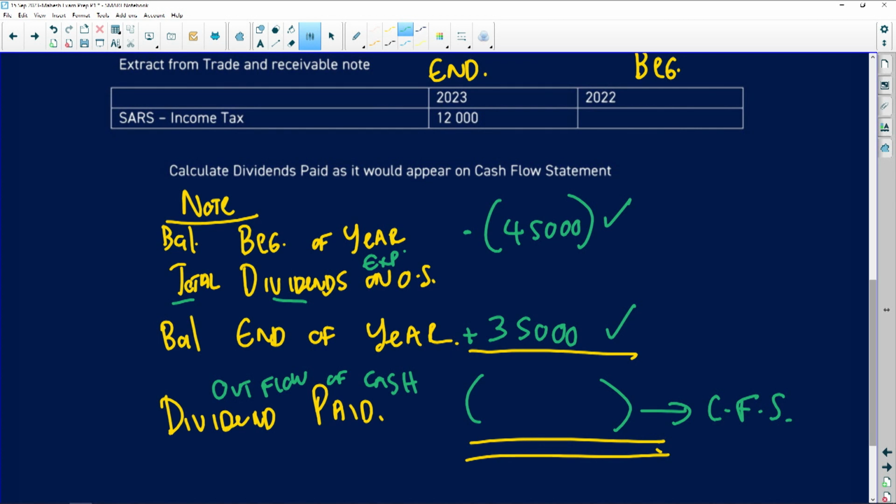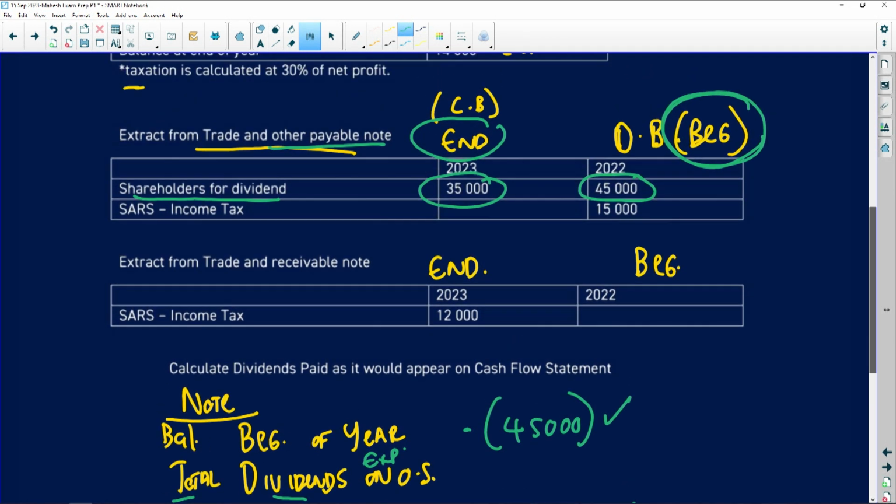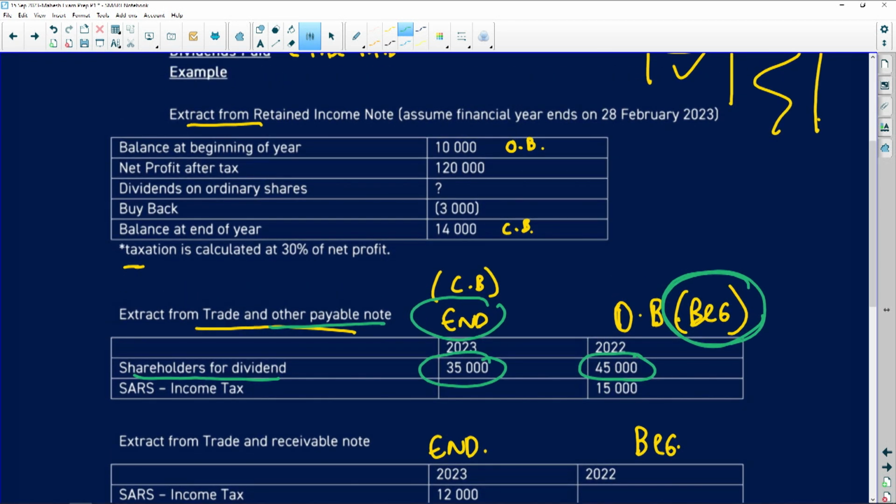Total dividends on ordinary shares. What was your dividends for the year? What was the expense? Remember, I will pick this up from my retained income note. So from this information here, I've got to calculate this amount. Now again, this is where often we see students making a mistake. Remember, in order to calculate this amount, you are working backwards. That is how you are getting this amount.